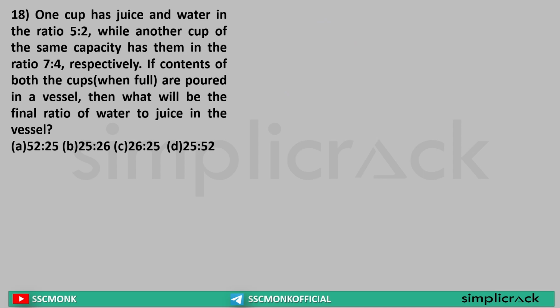Next, one cup has juice and water in the ratio 5:2. So juice, water 5:2. Another cup of same capacity, here capacity is 7, here capacity is 11, ratio 7:4. That is equal. But what it has said, it has same capacity, so I have to make this equal. So I'll multiply 11 over here and I will multiply 7 over here. Then only it will be 77. So the new ratio will be 55:22 here, and here it will be 49:28. This will be 11 into 2, 22, my bad. This will be 11 into 5, 55, 11 into 2, 22.